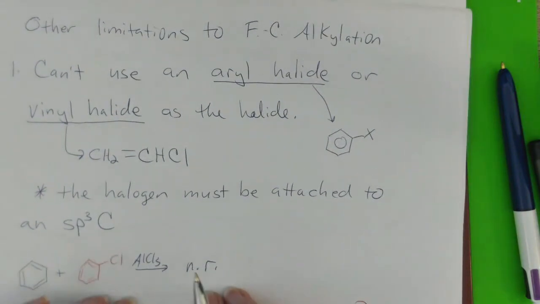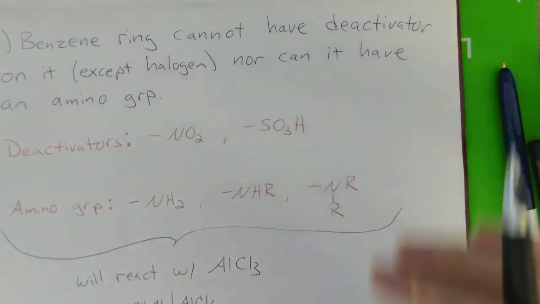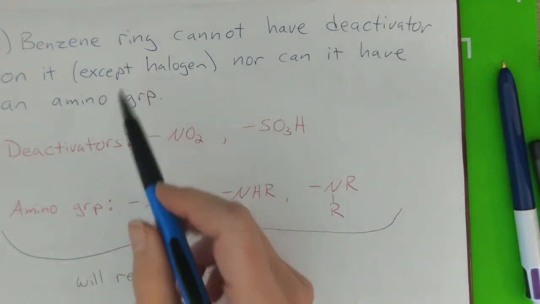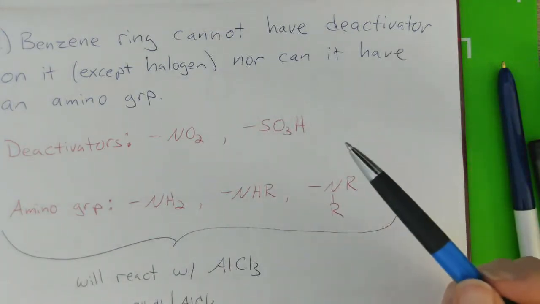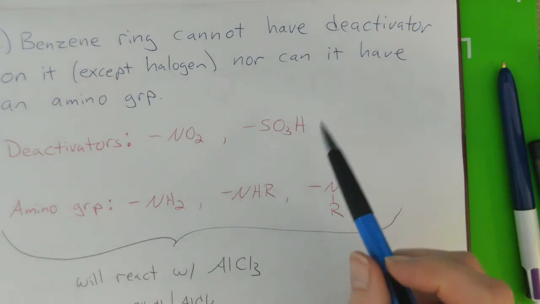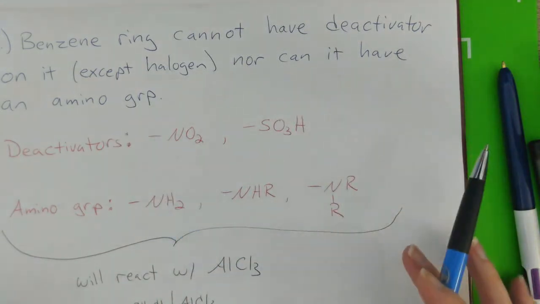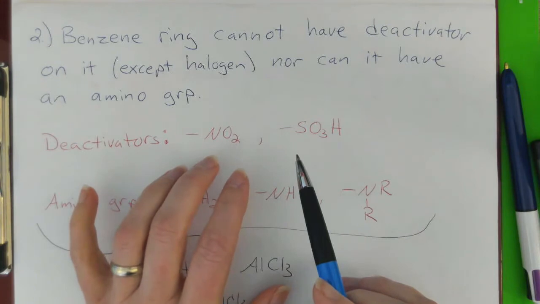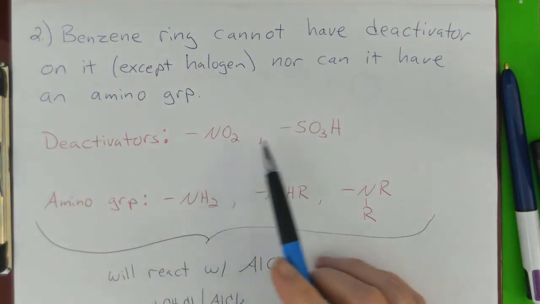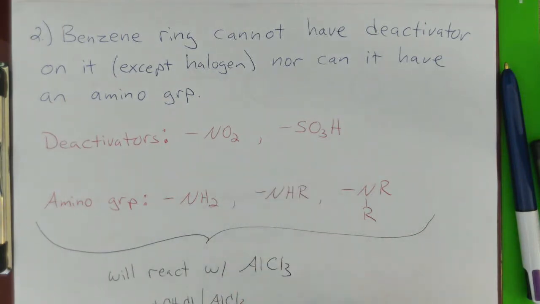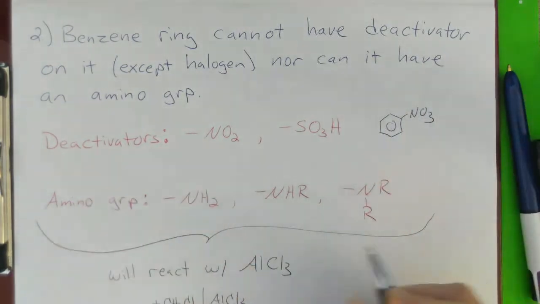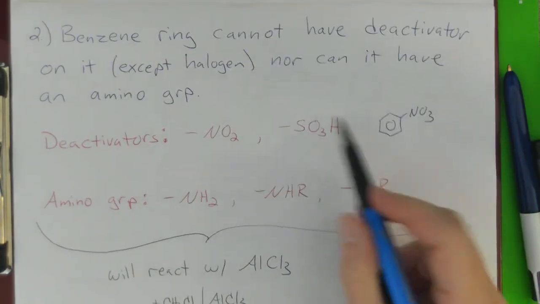All right, another important limitation that you need to be aware of is that the benzene ring cannot have a deactivator on it, with the exception being a halogen, and you're going to learn more about what deactivators and activators are very soon in this chapter. It also cannot have an amino group. So deactivators that you can't have on a benzene ring in a Friedel-Crafts alkylation include the nitro group and the sulfonic acid group. So for example, nitrobenzene is not going to work in Friedel-Crafts alkylation because it's a deactivating group. Same thing with the sulfonic acid.